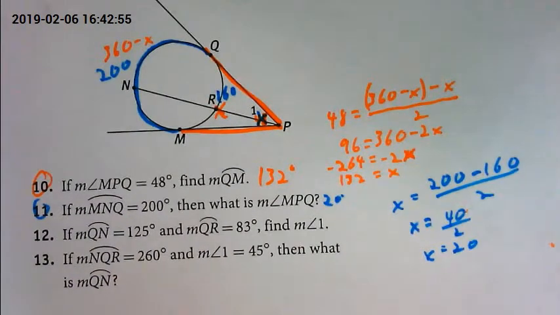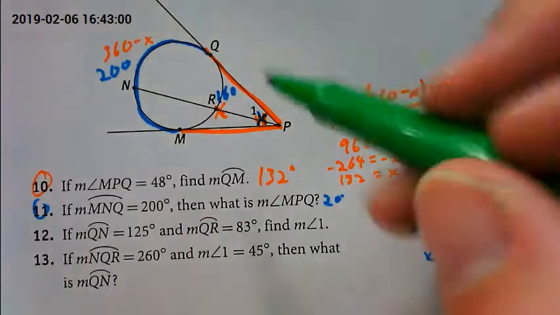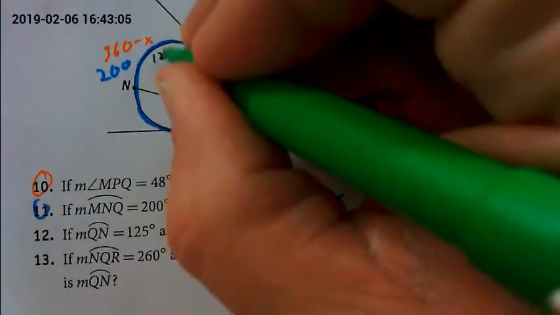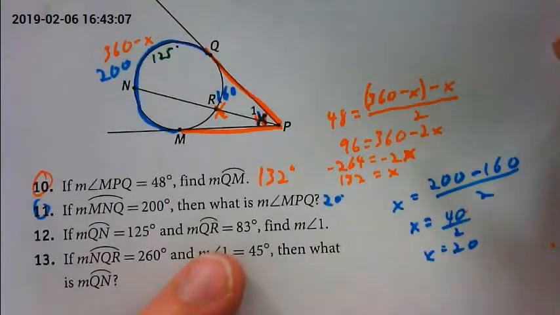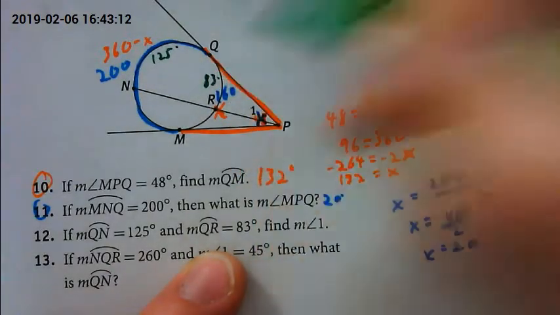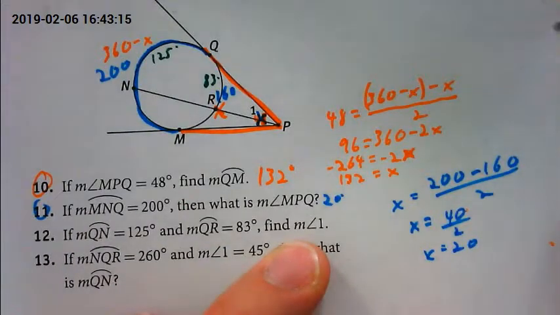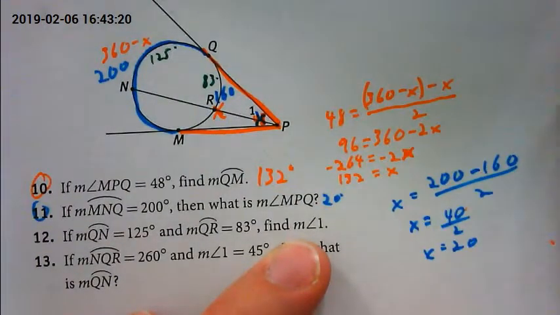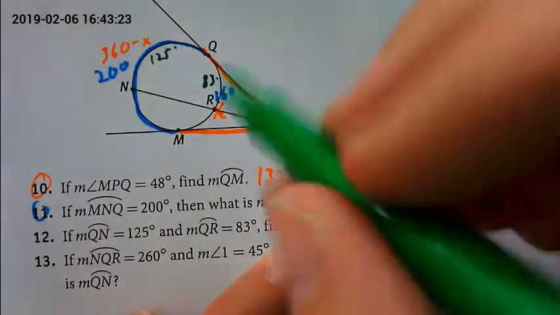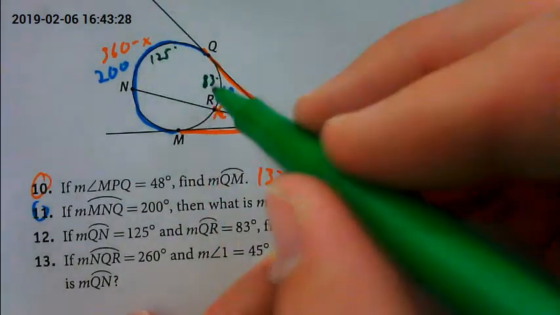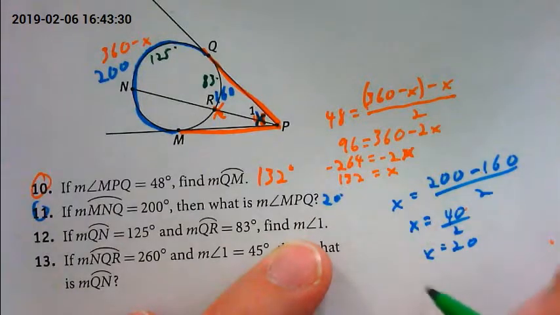Number 12. If QN is 125, so QN, this piece here, is 125, and QR is 83, find the measure of angle 1. Now, notice this is a tangent and a secant. Again, we have to use our formula. This angle is intercepting those two arcs that they gave us. This is the bigger arc, that's the smaller arc. So once again, it's the same equation.